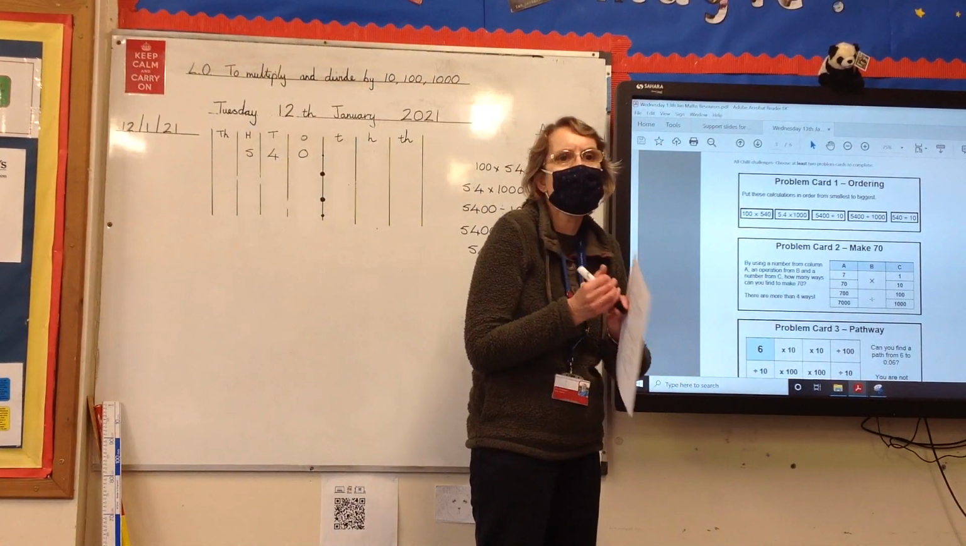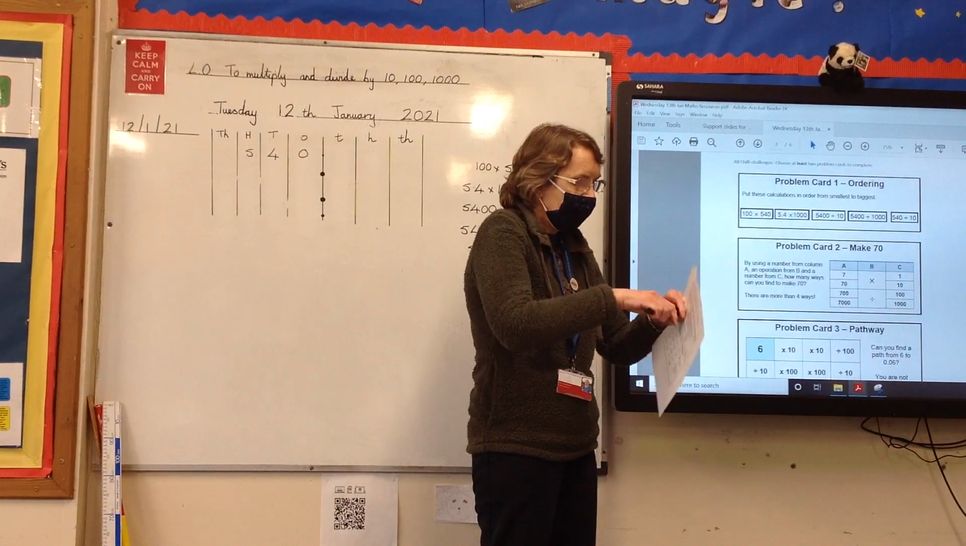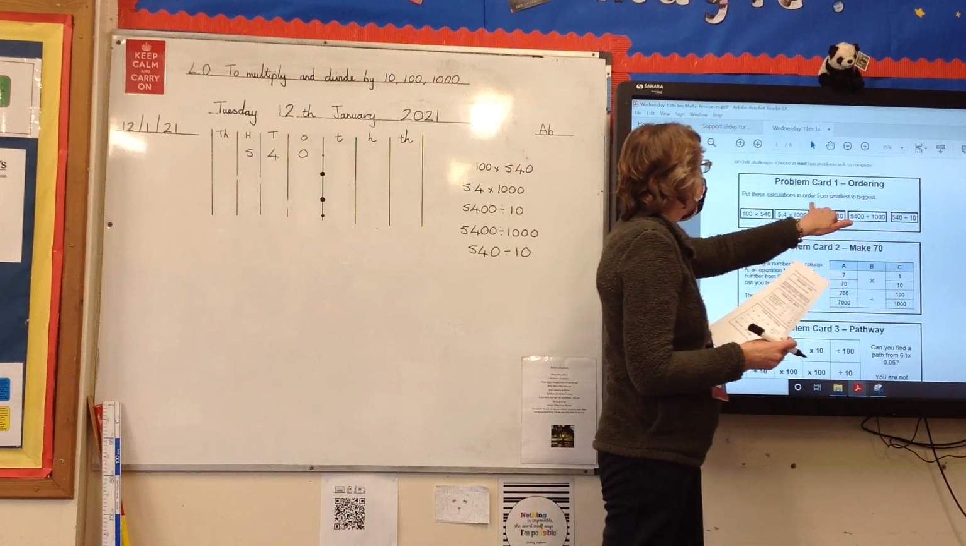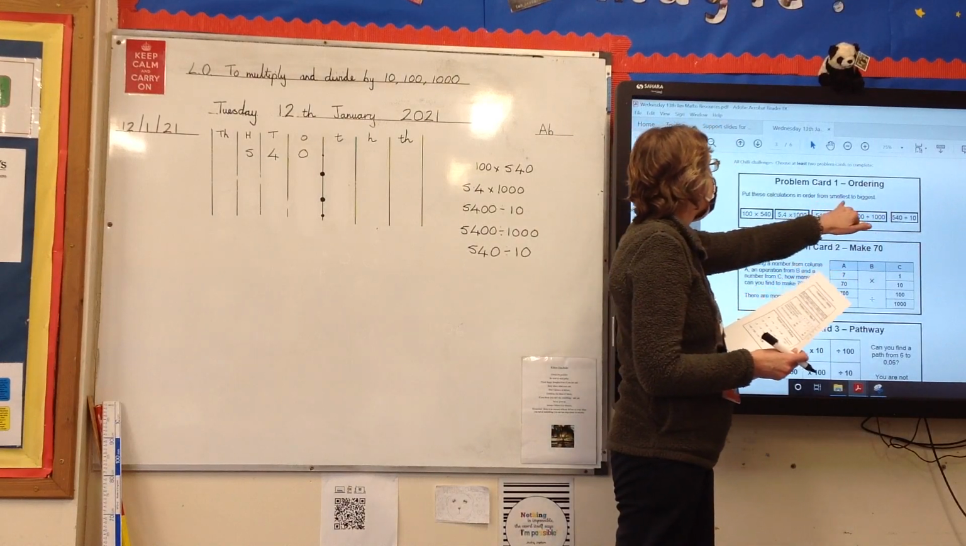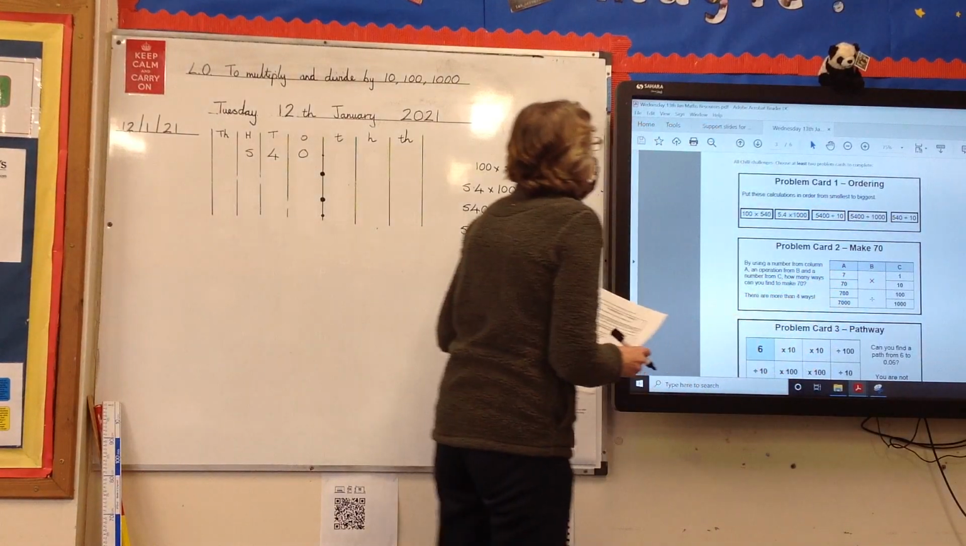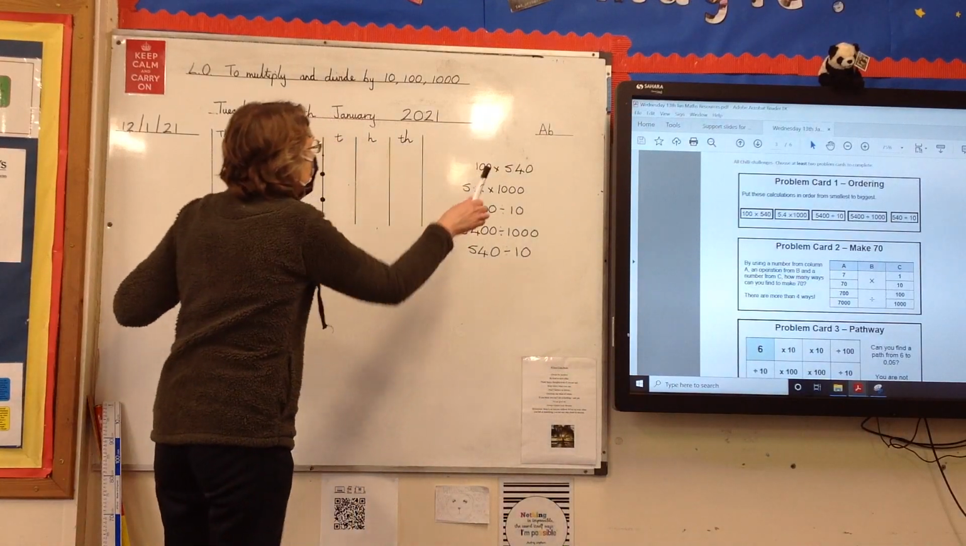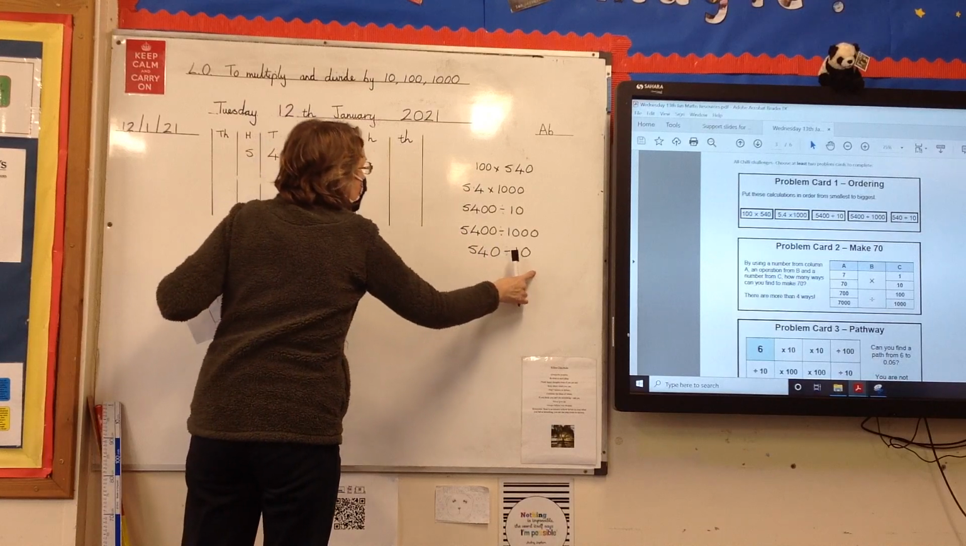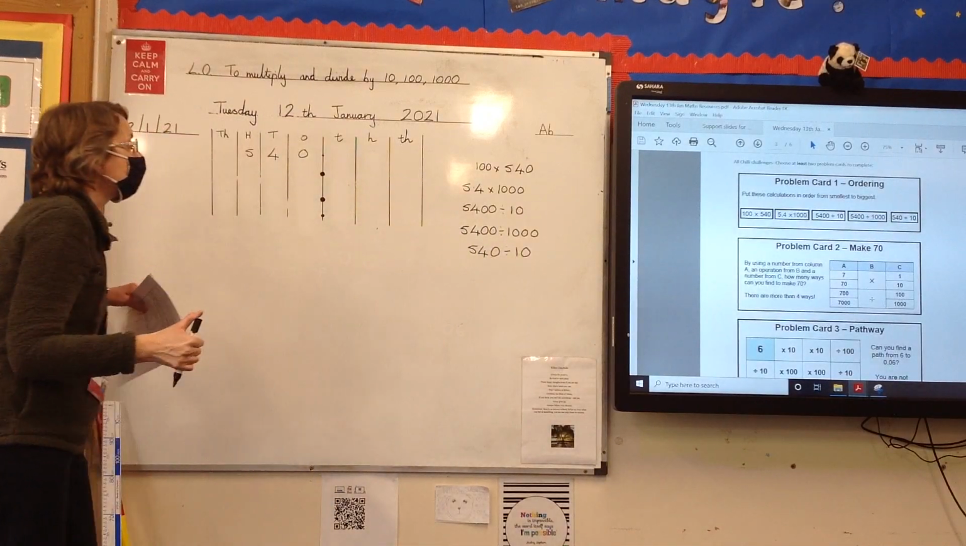We're not going to look at all of them, but we're going to look at a few of them together. The first problem card gives you some calculations, and you have to put the calculations in order from smallest to largest. So, we're going to have 540 multiplied by 100 and 540 divided by 10. Let's look at those first.